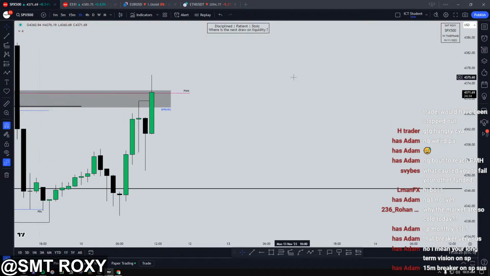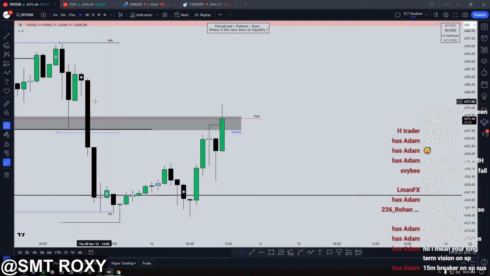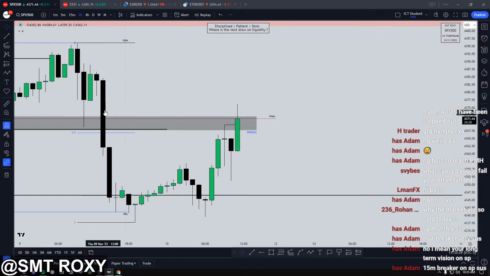Let me stop messing around here. So we're still inside that 1 hour sell side imbalance here on the S&P chart. I want to see us at least reach the consequent encroachment of that. It depends how we close on the hourly. We got 24 minutes, so I'm gonna see if we close above or below the consequent encroachment of that sell side imbalance.